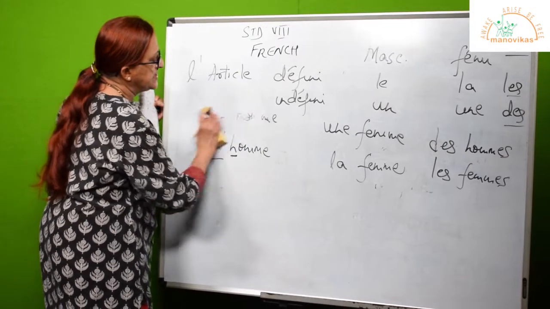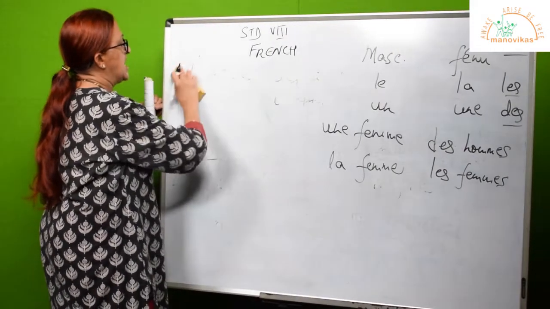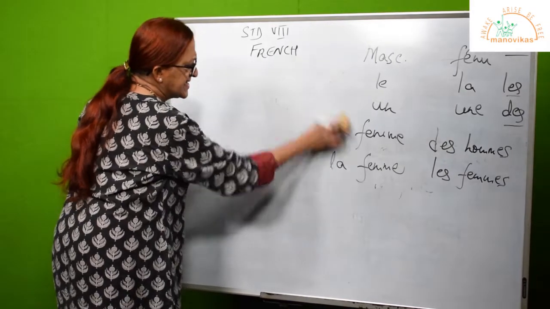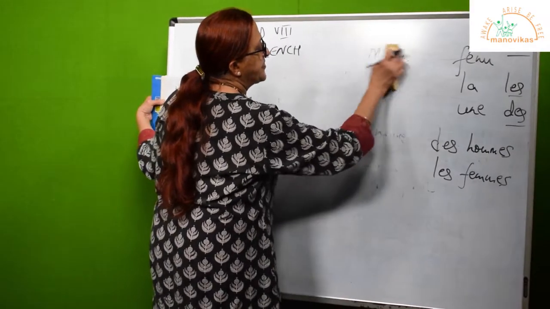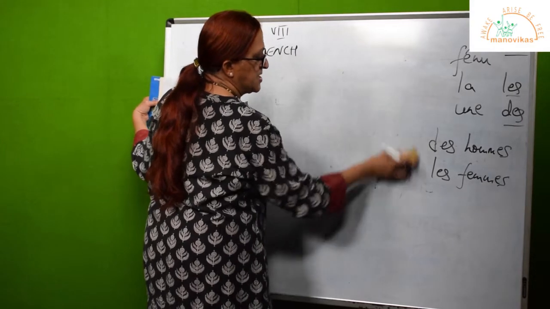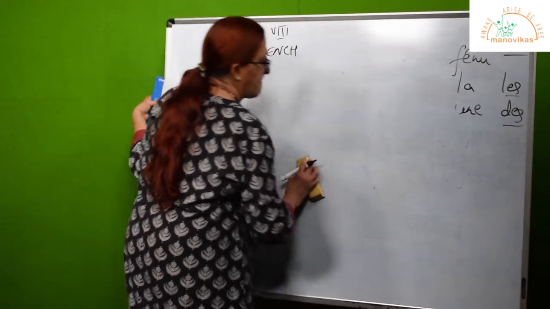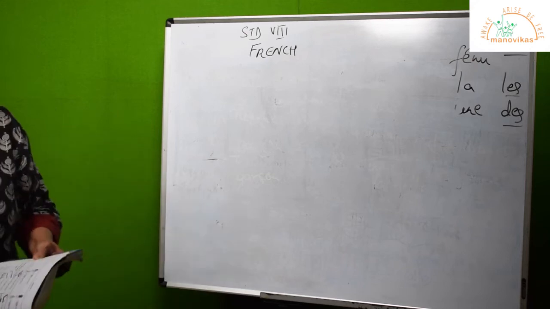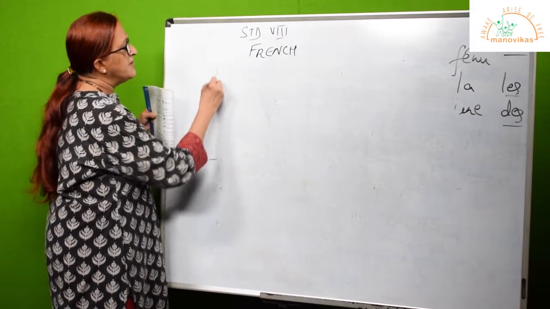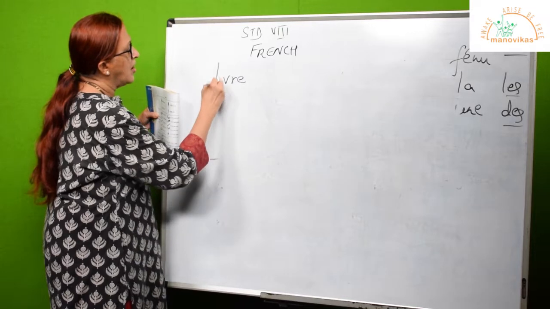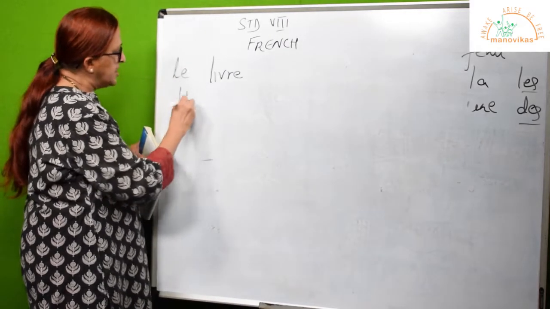I'll give you some more examples. Now we spoke about living beings. What about non-living beings? As I said, in French, even inanimate objects have a gender. That means they are either masculine or feminine. We will talk about the words which we normally use in a classroom. For example, we have livre. What is livre? Book. Now, livre is always masculine. So it will be only le livre or un livre.